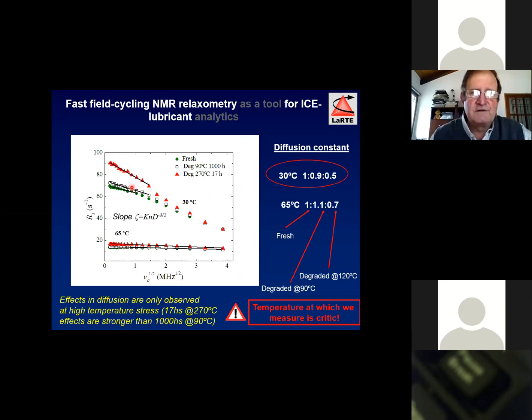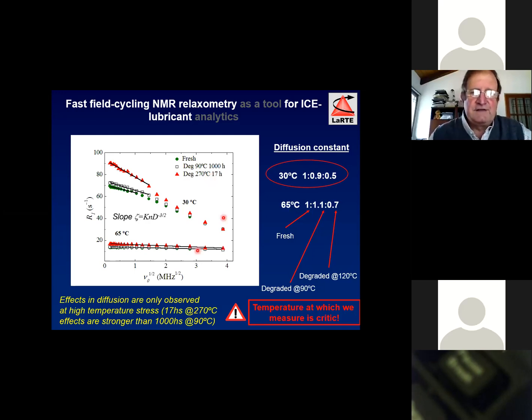Okay, so we do this, and you see here that we can see a difference in the diffusion constant only when we degrade at a higher temperature, but not at 90 degrees. This is in relative terms. After normalization, 1 is the diffusion coefficient corresponding to the fresh oil. So this is degraded at 90 degrees for 1,000 hours. There is practically no change, but it comes to 1/2 for a short time degradation at 270.